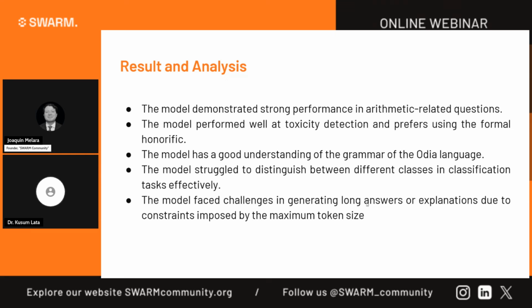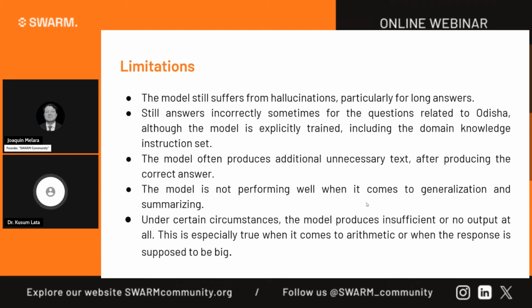We have faced challenges when generating long answers, due to a constraint, as we discussed, the maximum token size we have given there. Because of that, for a long answer it is giving some errors. So these are the limitations. As we said, for a long answer it suffers from hallucination and still answers incorrectly sometimes.